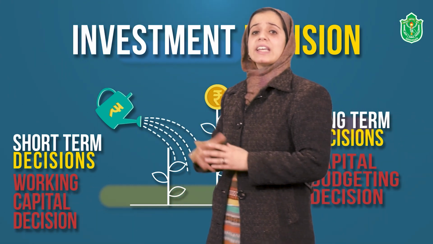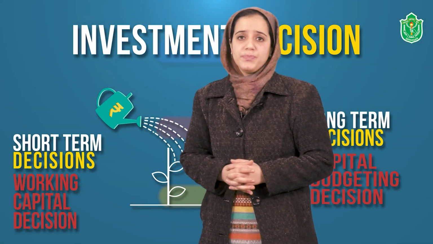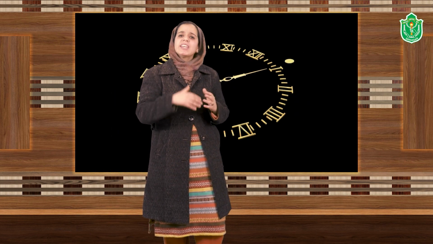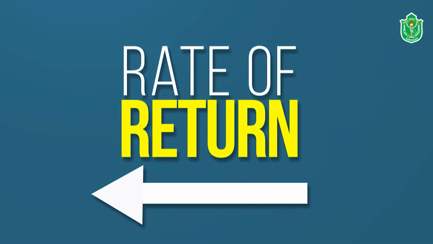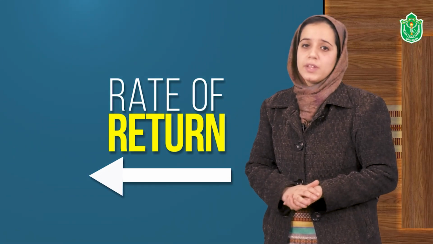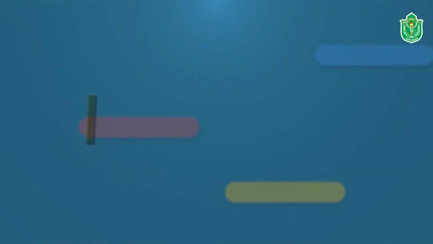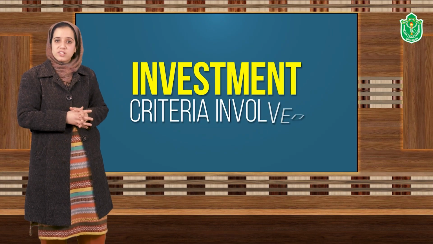Factors affecting capital budgeting decision. The first is cash flows of the project. The cash receipts and the payments over the life of the investment proposal should be taken into consideration. The next is rate of return. The rate of return on the investment proposal and the risk associated with the investment proposal should also be taken into consideration. Then the last one is investment criteria involved.